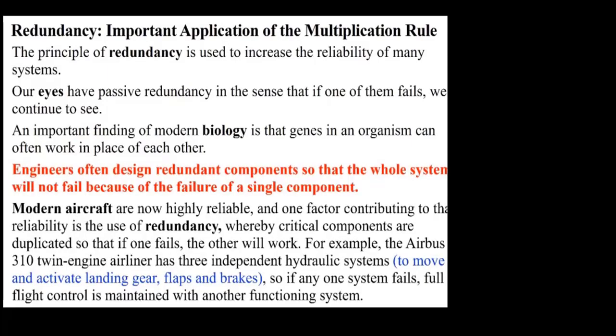Engineers often design redundant components so that the whole system will not fail because of the failure of a single component. Modern aircraft are now highly reliable, and one factor contributing to that reliability is the use of redundancy, whereby critical components are duplicated so that if one fails, the other will work. For example, the Airbus 310 twin-engine airliner has 3 independent hydraulic systems to move and activate landing gear, flaps, and brakes. So if any one system fails, full flight control is maintained with another functioning system.